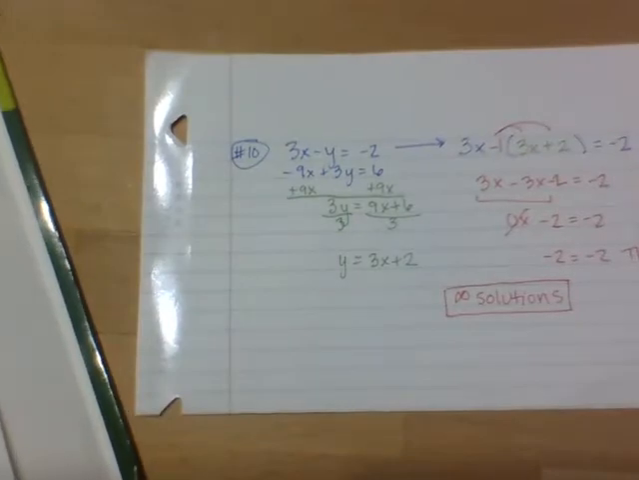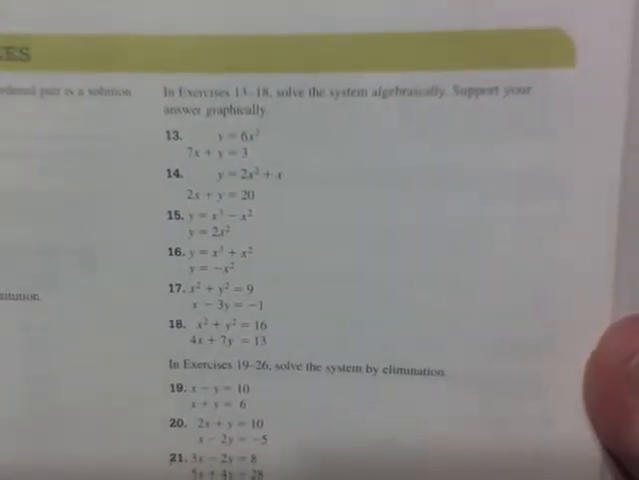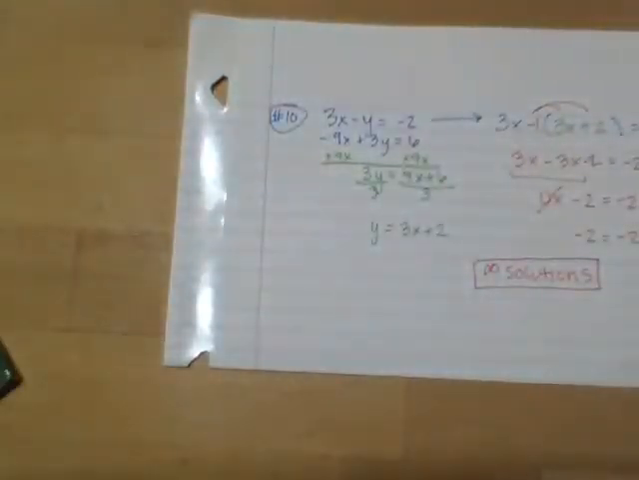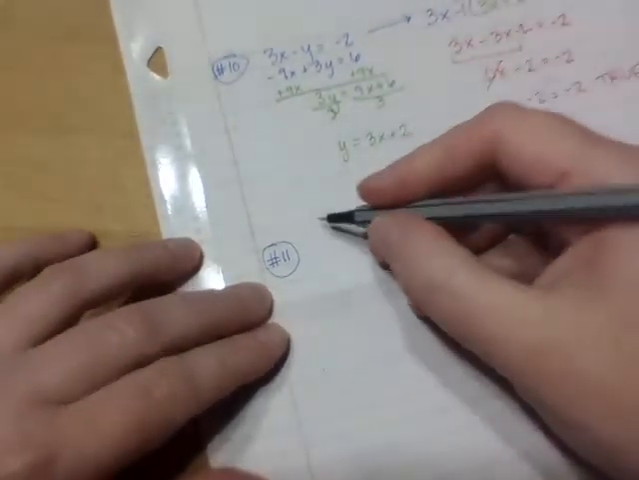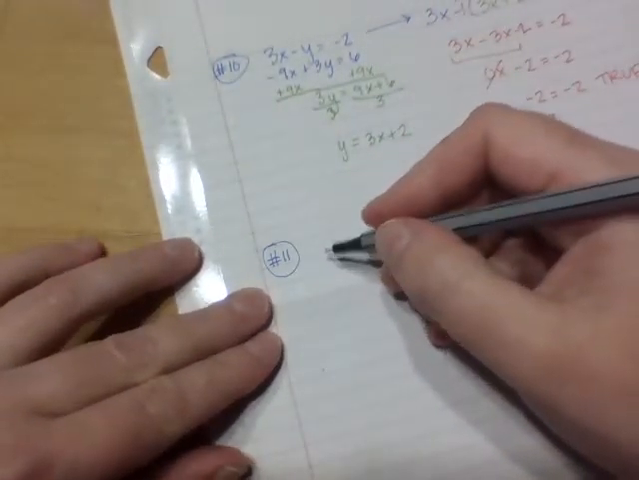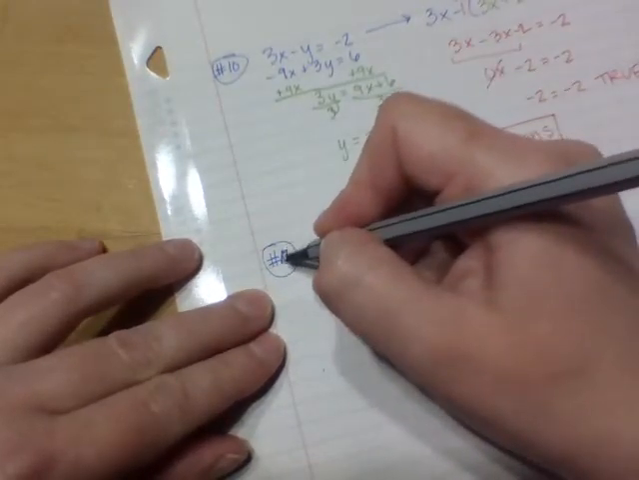Now the homework says that you're going to go to number 13 and 14. So in 13 and 14, you need to solve algebraically and support your answer graphically. So when they say graphically, they do just mean graph it on the graphing calculator and check to see that they meet where you said it would meet. So you don't have to necessarily graph it by hand, as much as I'm sure you would love to do that. So we're actually doing number 13 and not 11. Okay.